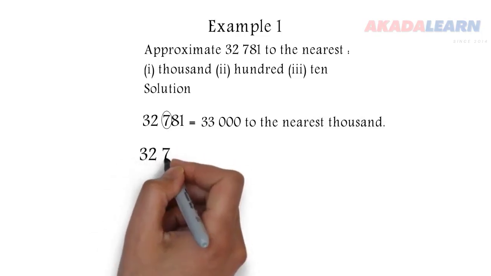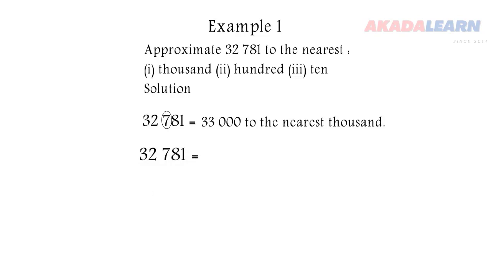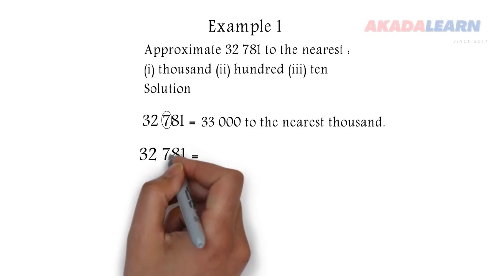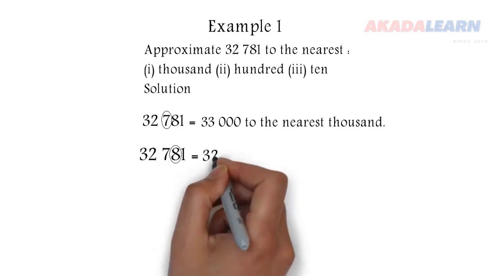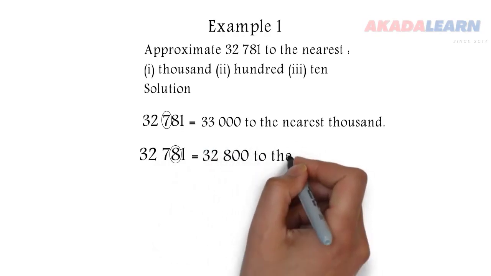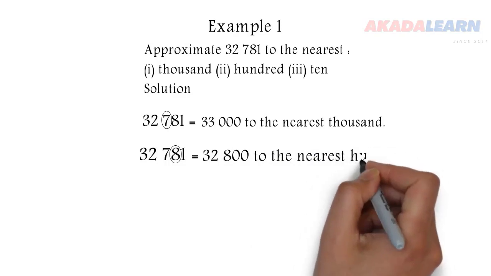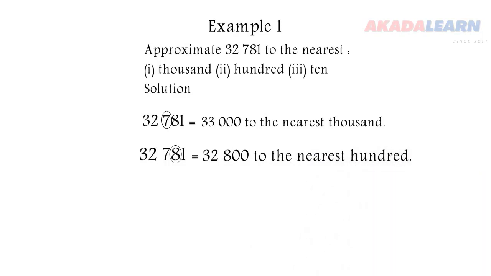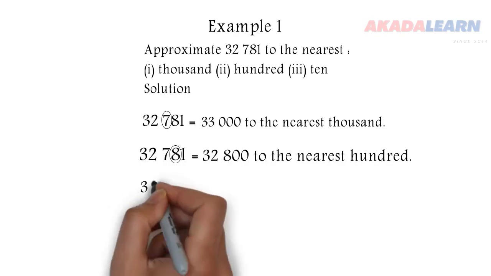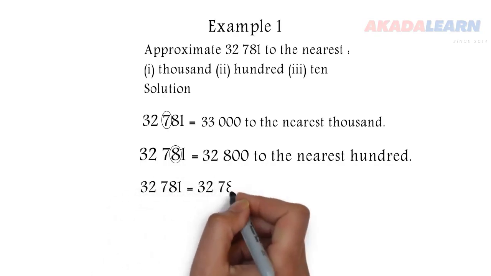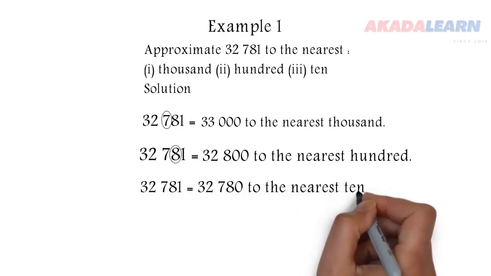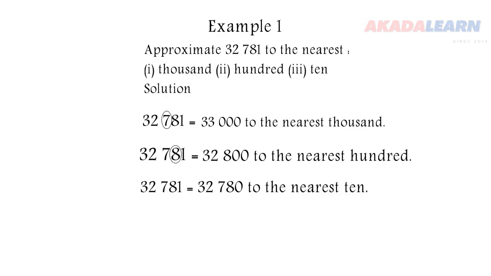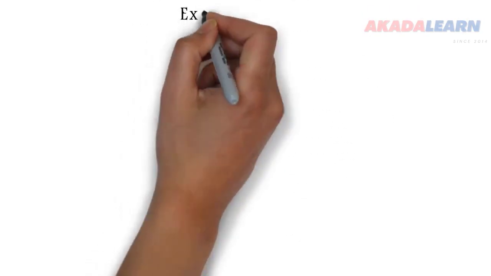So again, we write the number. 10 comes before 100, and the digit of 10 there is 8. So the same thing, we are turning 8 to 1 and adding it to 7, while we replace 8 and 1 with 0, 0. So we also write to the nearest 100. Now lastly, before 10, I have the unit value there, which is 1. So 1 is not up to 5, so we just turn 1 to 0, and we have 32780. So let's see another example.